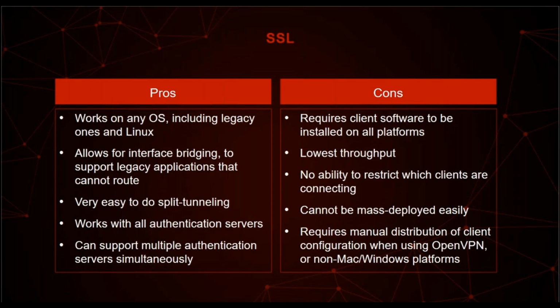Some of the cons related to SSL VPN: it requires client software to be installed on all platforms. This is something that's available from WatchGuard, but also something to keep an eye on when it comes to the different updates, and whether it needs to be updated when you're updating your operating system on the firewall. It has the lowest throughput compared to IPsec and IKEv2. There is no ability to restrict which clients are connecting. It cannot be mass deployed easily and requires manual distribution of the client configuration when you're using OpenVPN or a non-Mac, non-Windows platform. And just to add, even the one that we are using is a version of OpenVPN that you can download from the WatchGuard site.